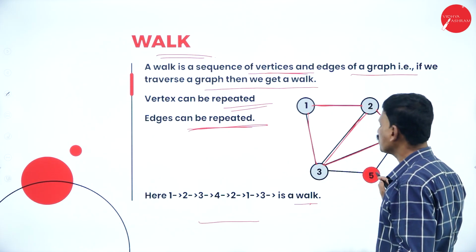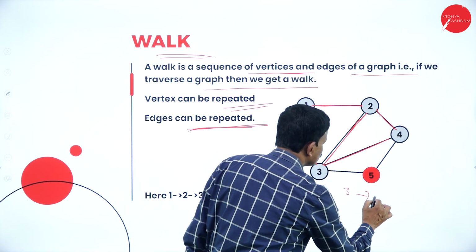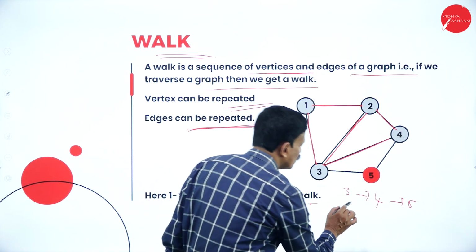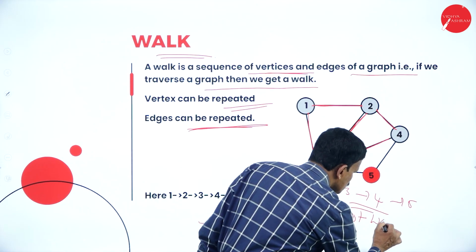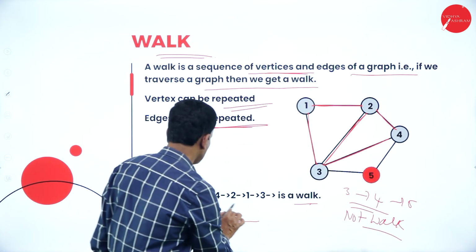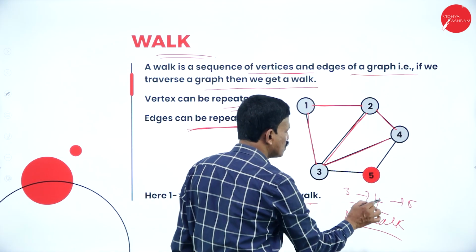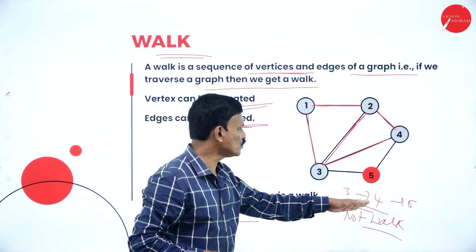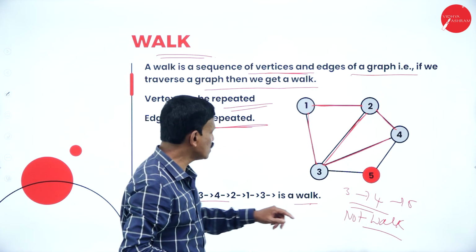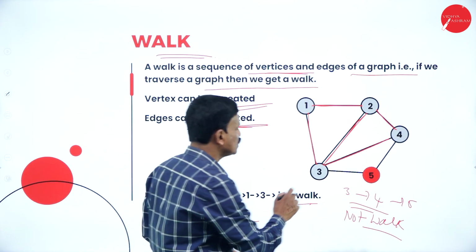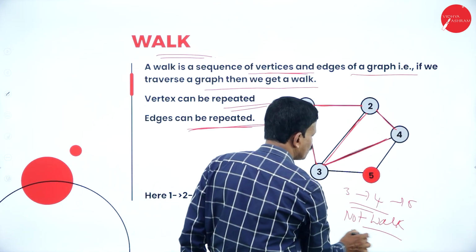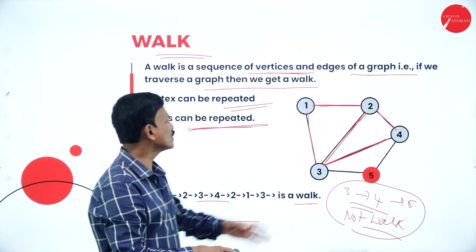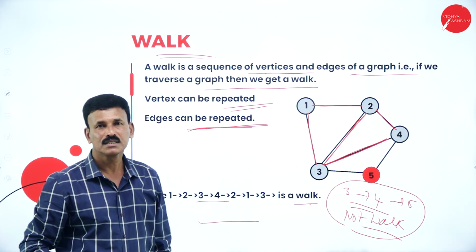Okay. Now, let us come to this one. Here 3 to 4, again 4 to 5, then 3 to 4 and 4 to 5 again. This is not a walk, because 3 to 4 is already visited. Therefore, we can consider this not a walk. So this is an example for not a walk, whereas the earlier one is an example for a walk. Okay. Hope you followed it.